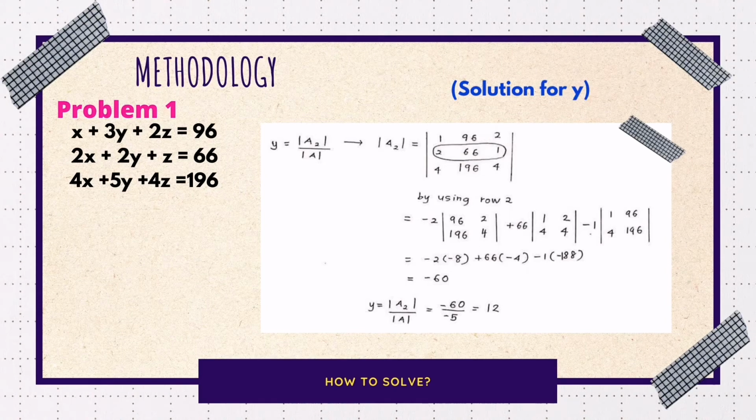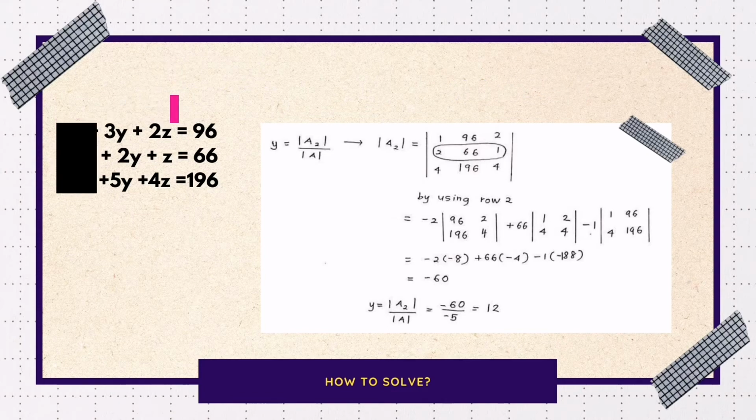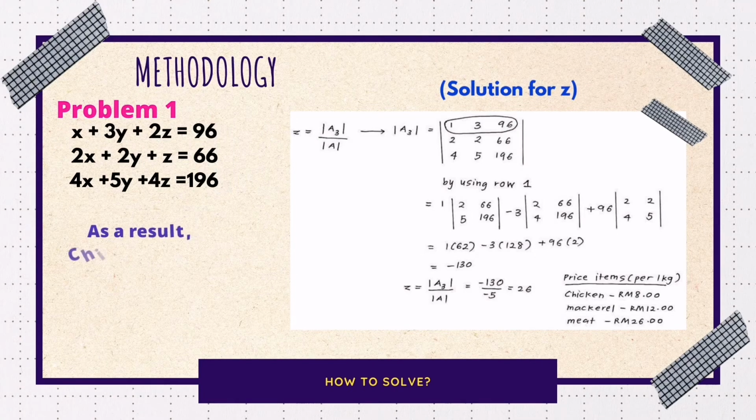Next is the solution for y. We use the determinant of A2 and replace the second column with the constant values, which are 96, 66 and 196, and then solve by using row 2. We get negative 60. So to get y, we divide the determinant of A2 by the determinant of A, and then we get 12. Last for problem 1 is the solution for z.